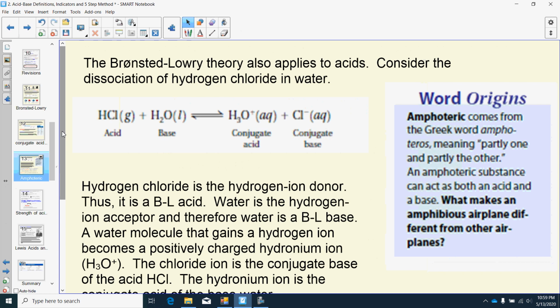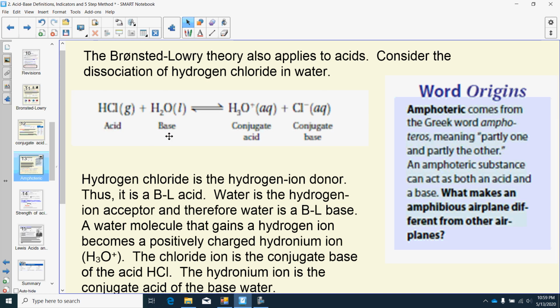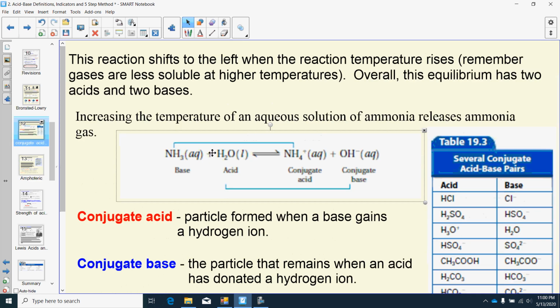When we take a look at a Brønsted-Lowry equation, here's a different one, but we can use the same process. HCl, H2O. HCl turns into Cl negative. What happened? The HCl lost an H. Where did that H go? It went to water. So HCl is your acid. That's not a surprise. Base. Ooh, hold on, check that out. Here, H2O is an acid. Why? Because it donated its H.